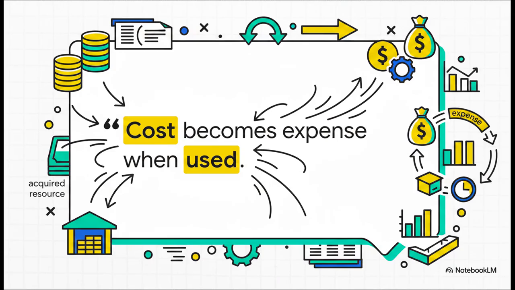So the absolutely crucial point is this one-line summary. Cost becomes expense when used. Let me say that again. Cost becomes expense when used. This is literally a golden mantra from your syllabus. I want you to permanently cement this in your brain right now. You see, a cost doesn't just disappear. It just sits there as an acquired resource until it is consumed by the business. But the very second it's consumed, the exact second it's used up to generate revenue, boom, it graduates into an expense. And honestly, this brilliantly illustrates the entire life cycle of money leaving your business.